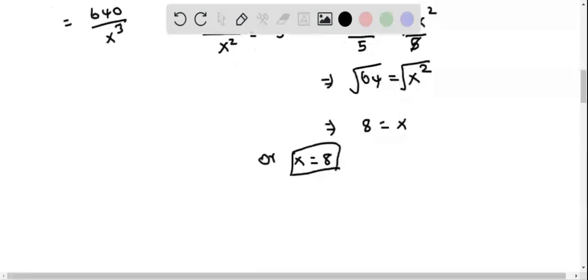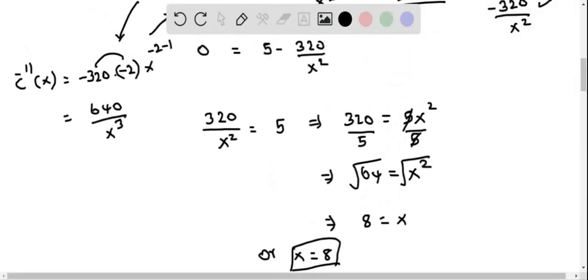And we can plug this value of x equal to 8 into the second derivative of the average cost function. And when we do that, we get 640 over 8 cube. And this is going to be greater than 0. So since the second derivative is greater than 0, we see that at x equal to 8, the average cost is minimum.